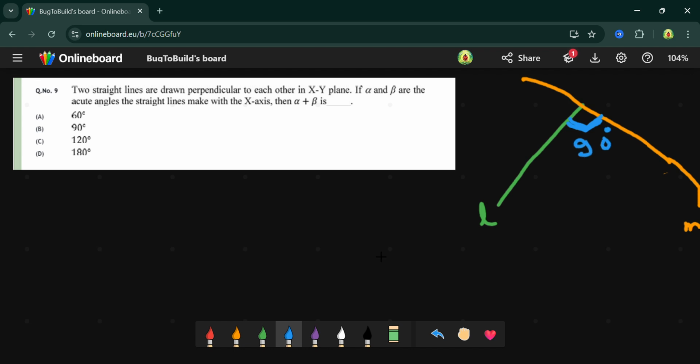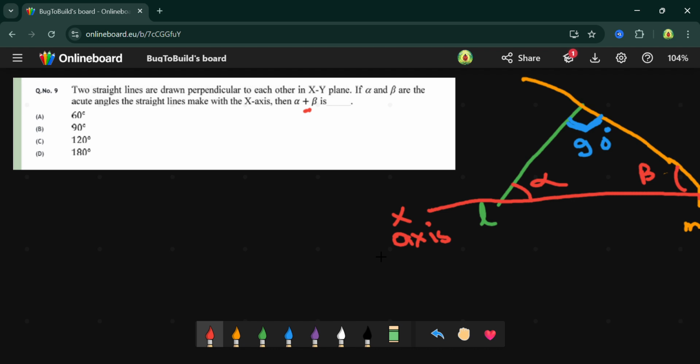And if alpha and beta are the acute angles the straight lines make with the x axis. Okay, so there is the x axis given, and they are making acute angles, which are alpha and beta. This is the x axis. You have to find alpha plus beta. I guess this is one of the simplest questions asked in GATE, so you can do it on your own or directly solve it.